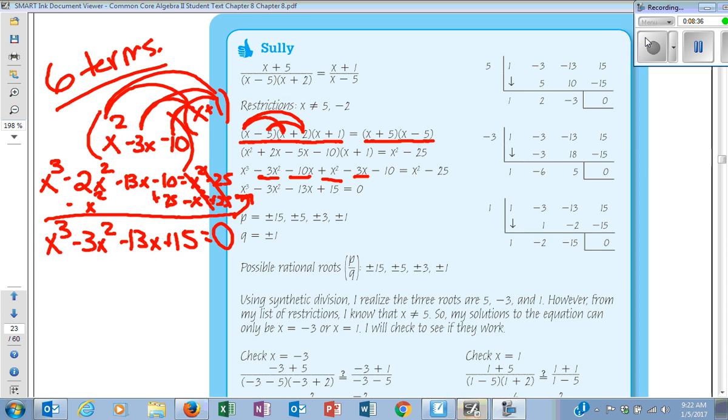They then make their p's and q's. P's are all of the factors of the last number. Q's are all the factors of the first number. Well, that's a 1, so that's why it's only plus or minus 1.